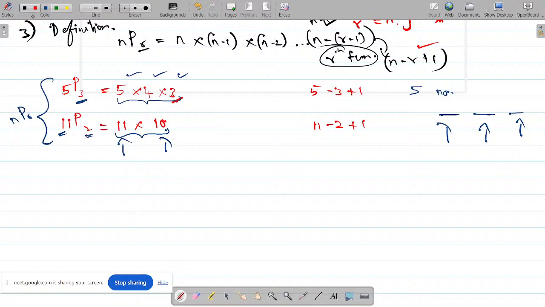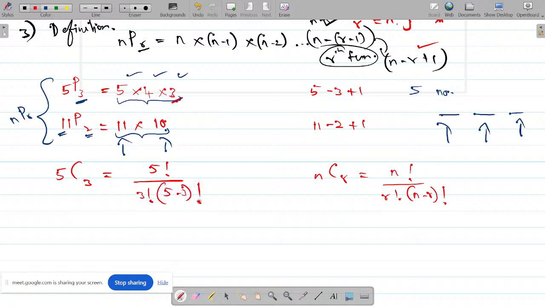Now, can you help me out with nCr? The same we will do for nCr. Yes, 5C3. We'll go by formula first because we don't have a proper definition for combination; we go for combination from permutation only. What is nCr? n factorial divided by r factorial into n minus r factorial. We just substitute here: 5 factorial divided by 3 factorial into 5 minus 3 factorial, which is 5 factorial divided by 3 factorial into 2 factorial.